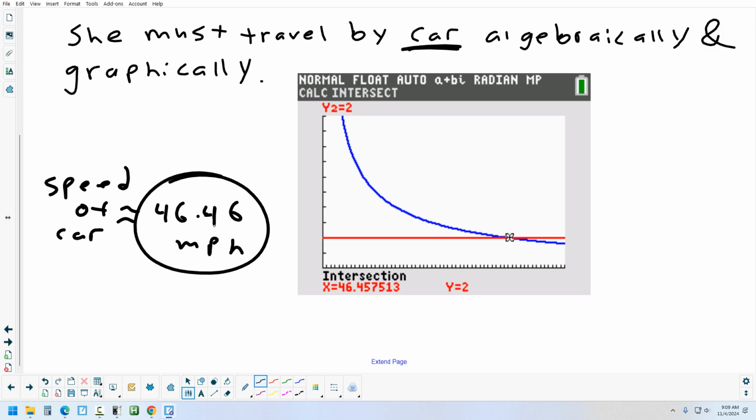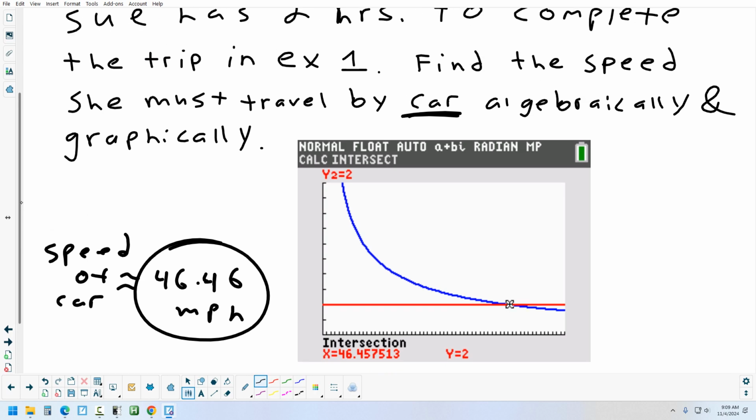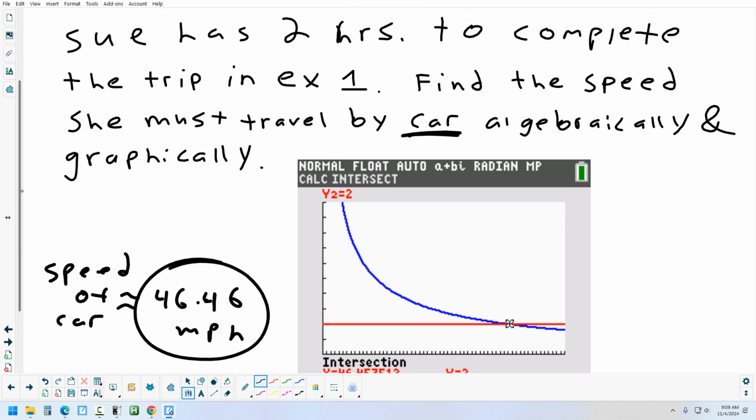Now, what if it said find the speed of the train? What would the speed of the train be? Add 20. Right, we'd have to look back at the original problem, and that said the train is 20 miles an hour faster than the car, so that'd be 66.46. So when you get to that final step, just read the question and make sure you're writing down what they want. In this case, they wanted the car.